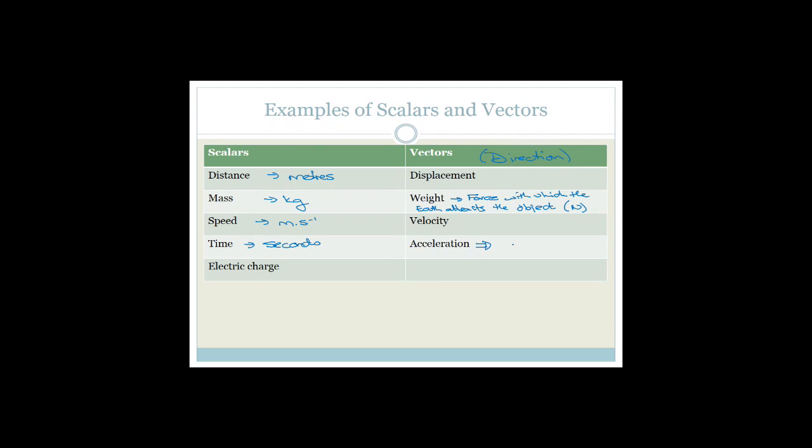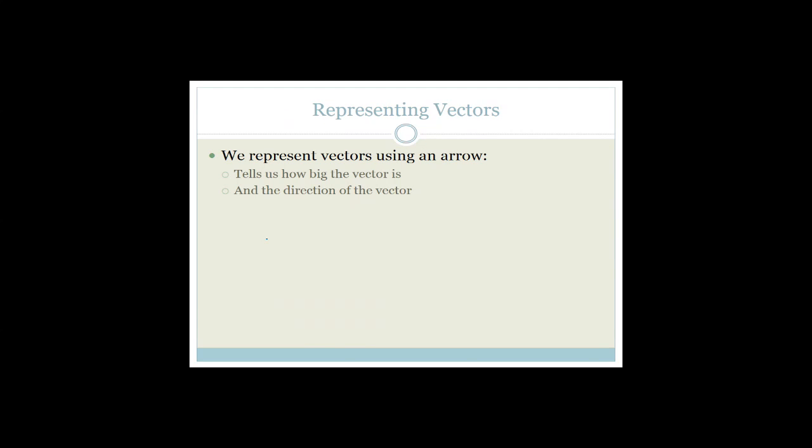Acceleration is defined as the change in velocity over the change in time. And electric charge is measured in coulombs, and electric charge is also a scalar. So those are examples of scalars and vectors, and you guys need to be able to identify the different scalars and vectors.